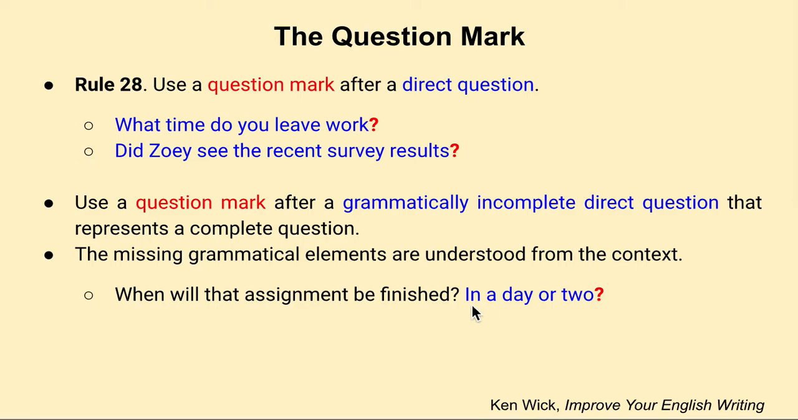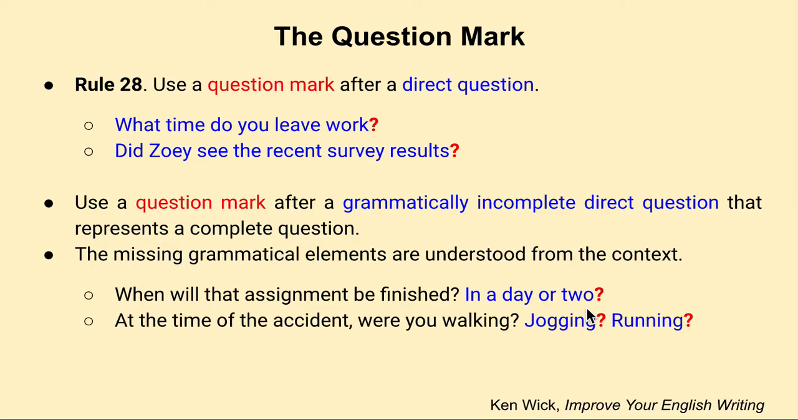So effectively, the person has not written the portion which is understood, and they just wrote this. And since it represents a grammatically complete sentence, you put a question mark. The next example is probably a more common situation that you see. This grammatically incomplete question is, at the time of the accident, were you walking, jogging, running?